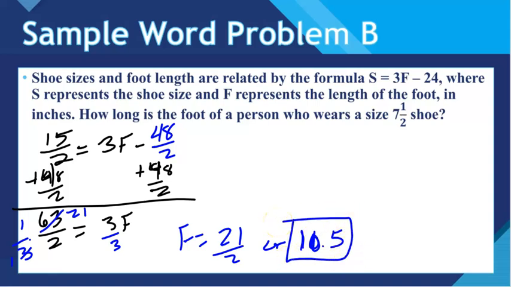So that is our lesson today on formulas and literal equations.